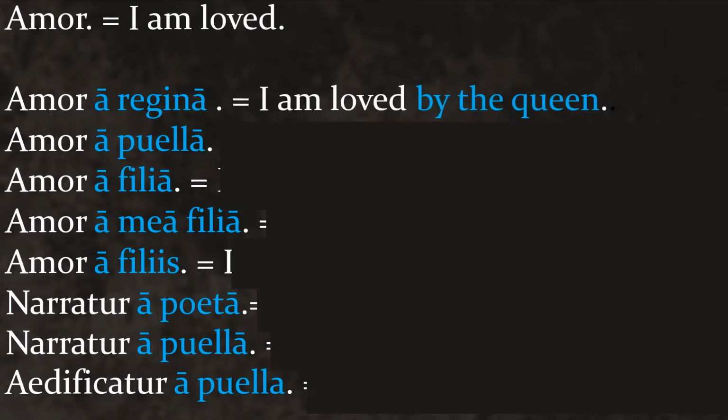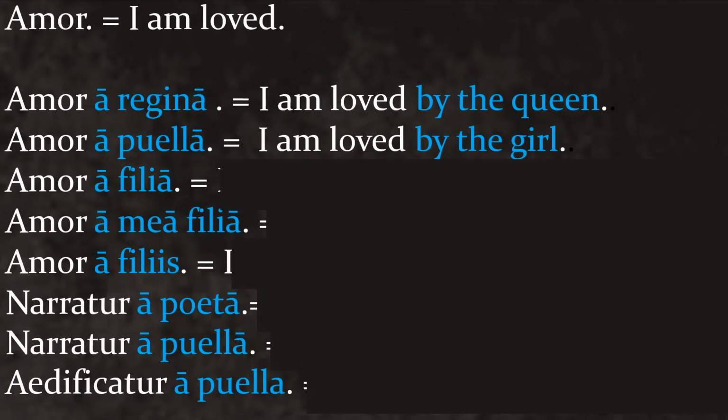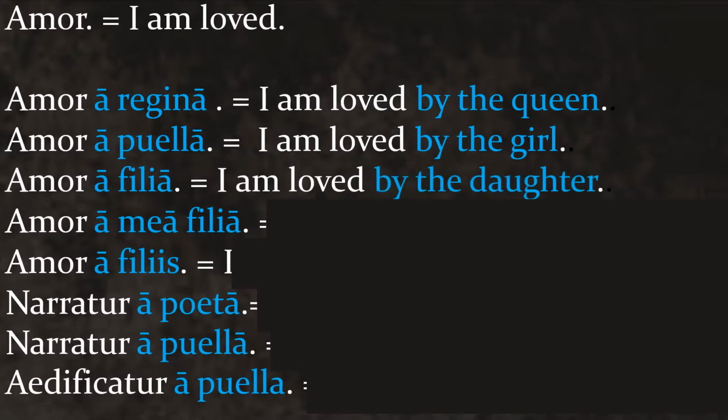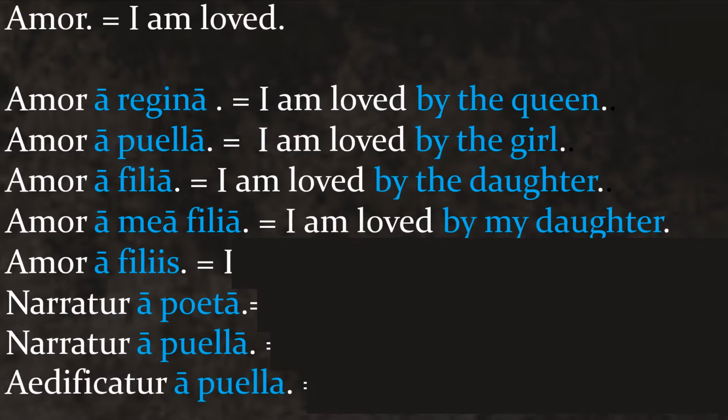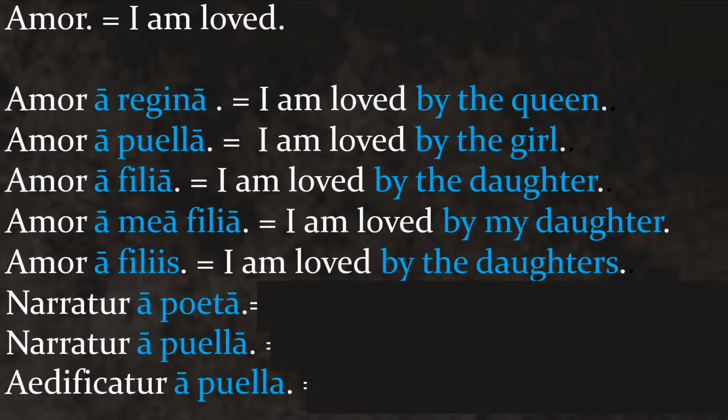Amor a puella, and you can pause and answer if you need time to think about it. I am loved by the girl. Amor a filia, I am loved by the daughter. And yes, I could say I am being loved also. Amor a mea filia, I am loved by my daughter. Amor a filiis, I am loved by the daughters.